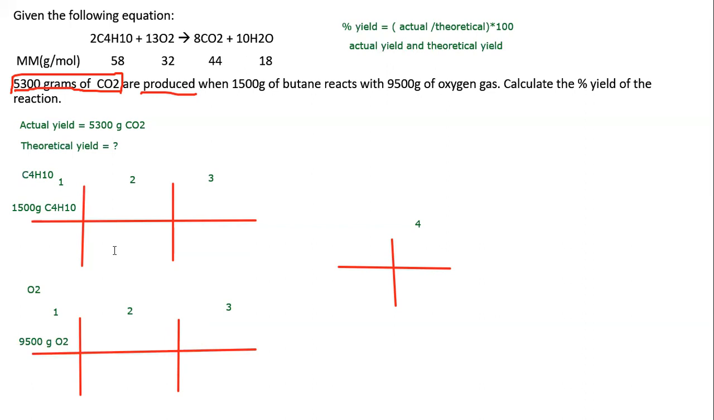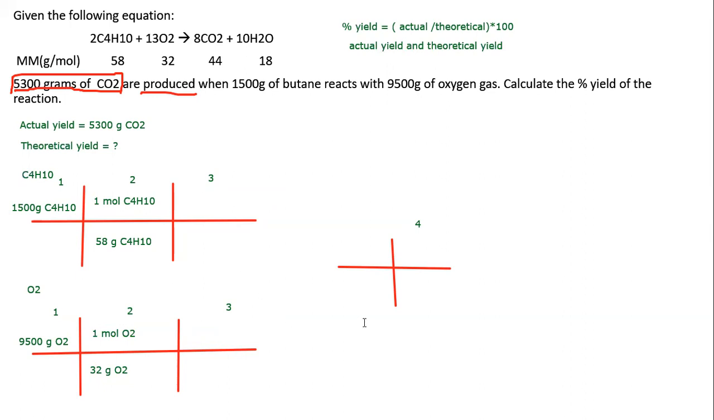Next, slot 2 is the molar mass. And since we're going from mass to moles in the molar mass, the mass goes on the bottom, the 1 mole goes on top. So for butane, it's 58 grams of butane and 1 mole of butane. And for O2, it's again 32 grams O2, 1 mole of O2. That's slot 2. Slot 3 is the mole ratio.